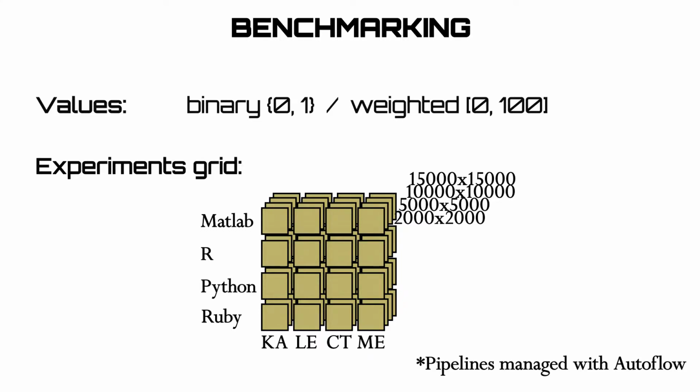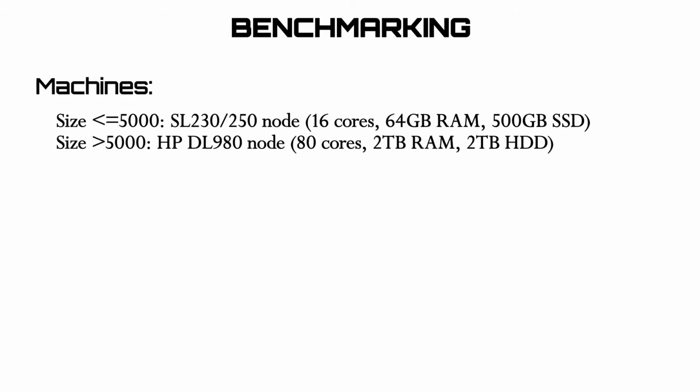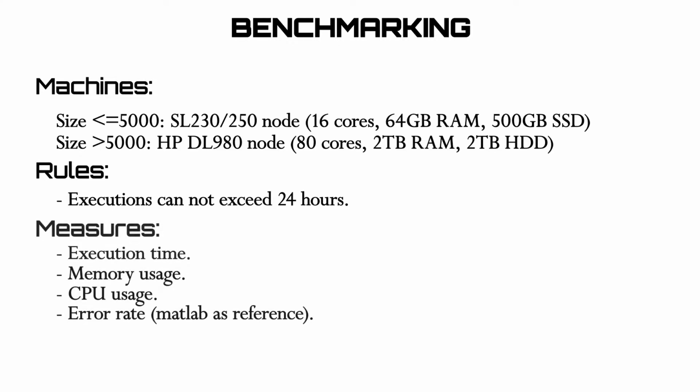To orchestrate all pipelines, the workflow manager Autoflow has been used, and to measure resource consumption and performance, executions have been run on specific machines, whose specifications are being shown on your screen. Finally, a maximum time has been applied in order to kill executions which exceed inadmissible time, which has been fixed at 24 hours. Main features measured have been execution time, CPU usage, memory usage, and error rates comparing each result against others.